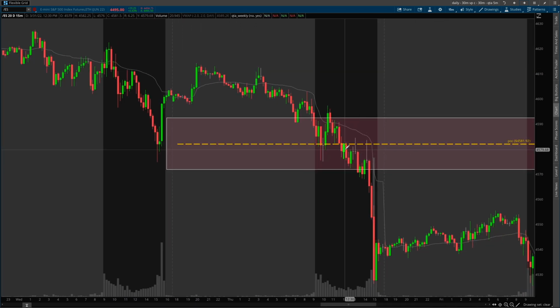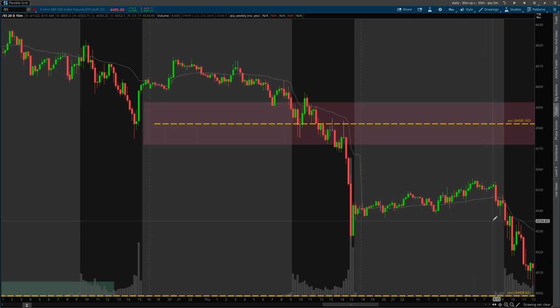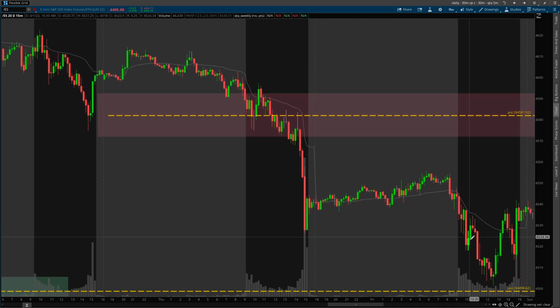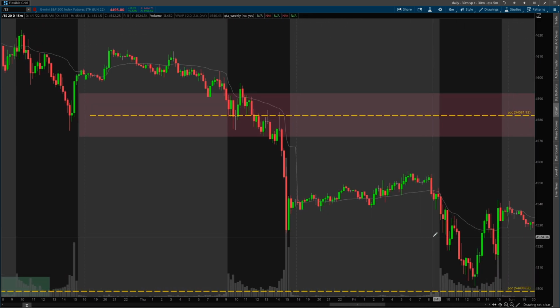So this is where our point of control is coming from. This is also where our supply zone was created. Now we move forward in time. This is the next day. There's not really much going on. We see we come down to a previous point of control down here.